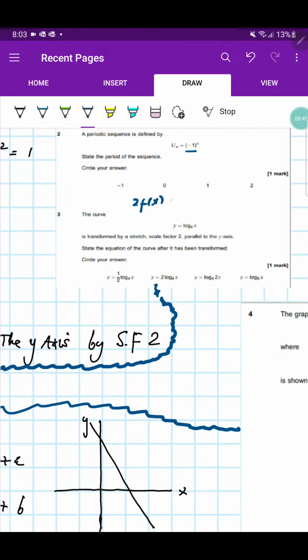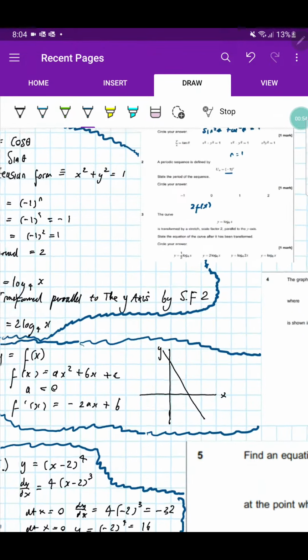Now with question 3, since it's transformed by a scale factor 2 parallel to the y-axis, it's going to be y equals 2 log base 4 of x, because it's 2 times f of x.